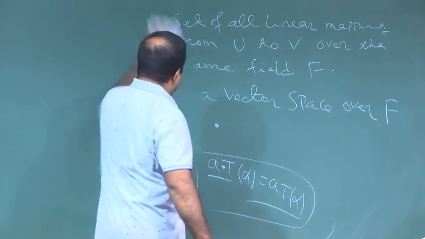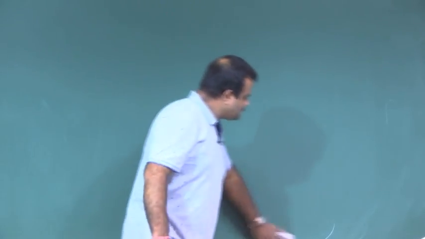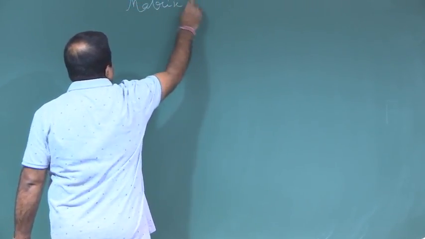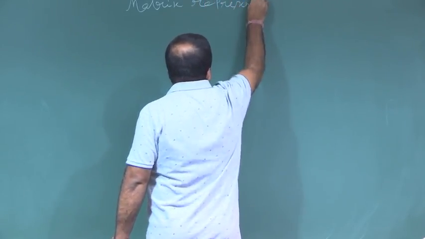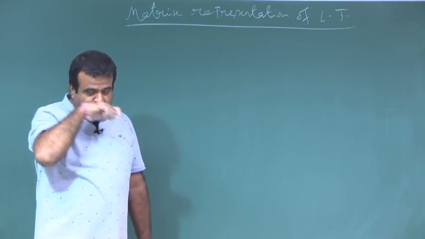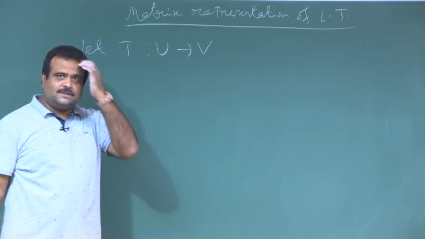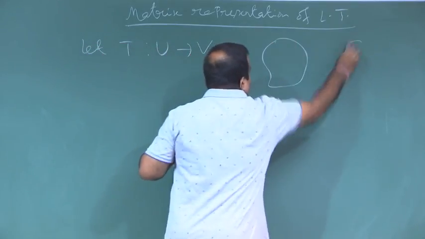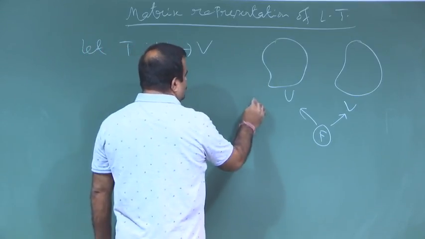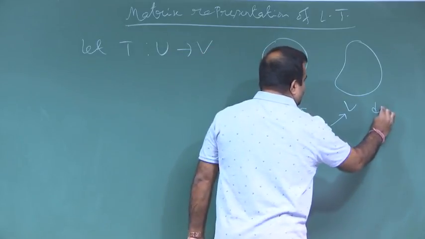Okay, now it is time to see the relationship between the linear transformation and a matrix. This is called the matrix representation of a linear transformation, of a linear mapping. Now, let T be a linear transformation between two finite dimensional vector spaces U and V over the same field F. They are finite dimensional, and suppose the dimension of U is n and the dimension of V is m.